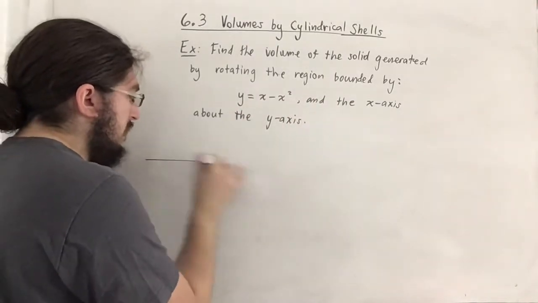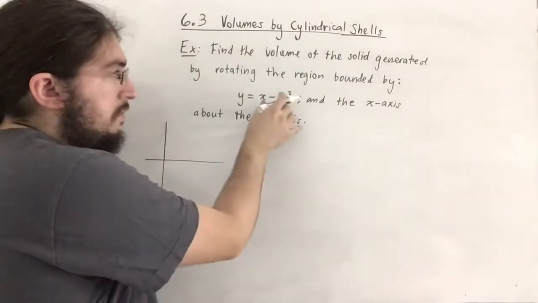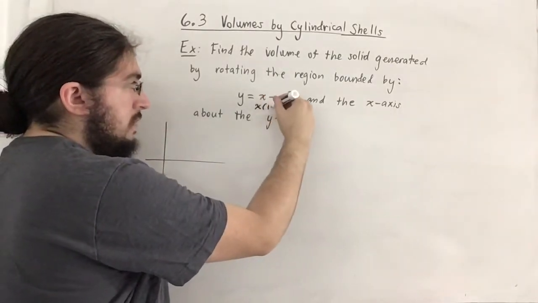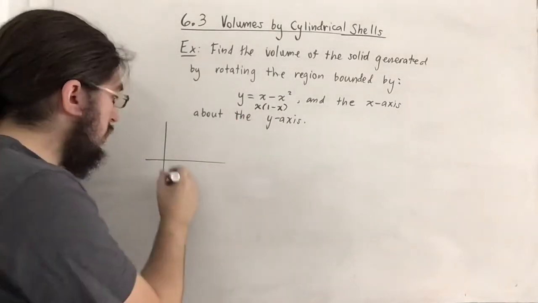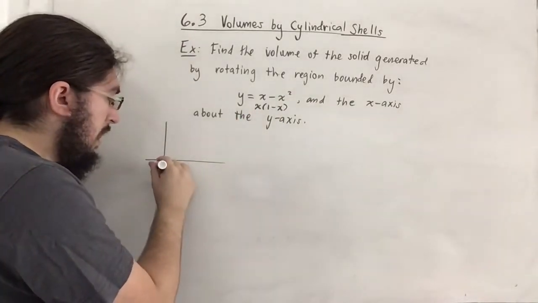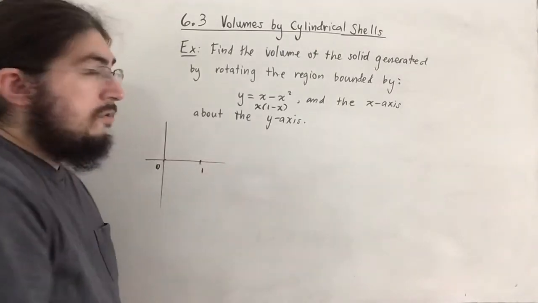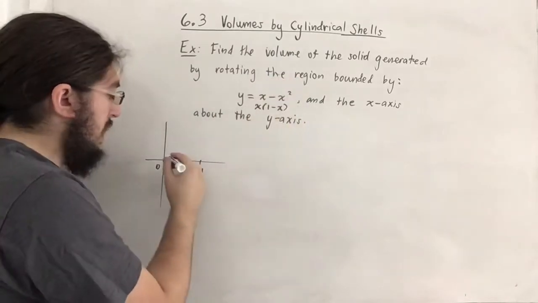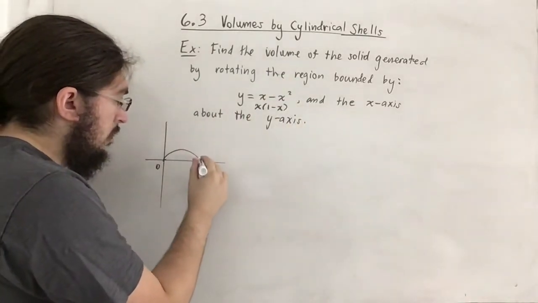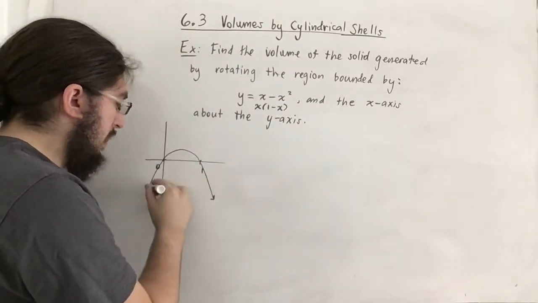So just to get an idea of what's going on, if you actually factor this, notice it factors as x times 1 minus x. So its zeros are when each of those are zeros, which is at x equals 0 and at x equals 1. And furthermore it's a downward parabola because the number in front of x squared is negative. So it will look something like this, actually.